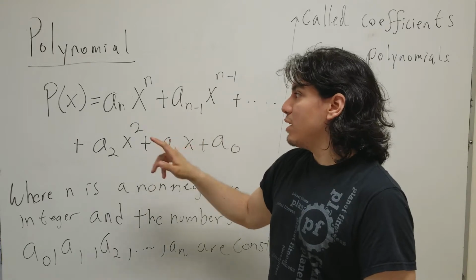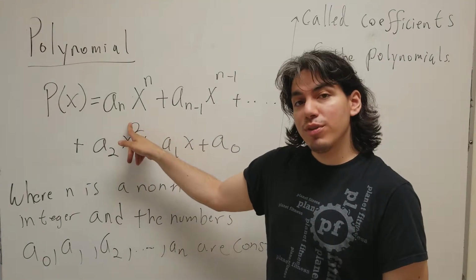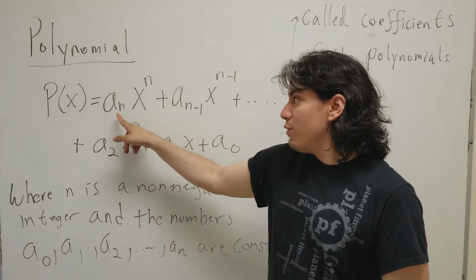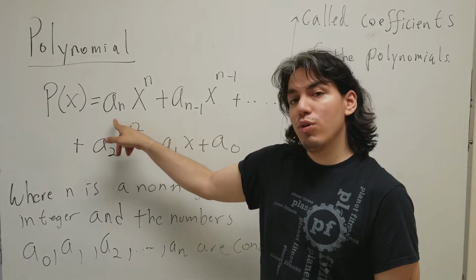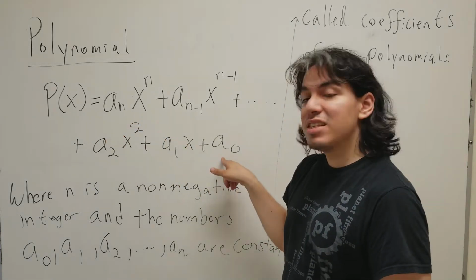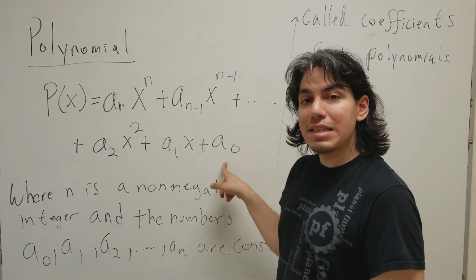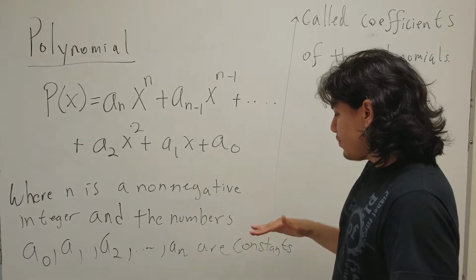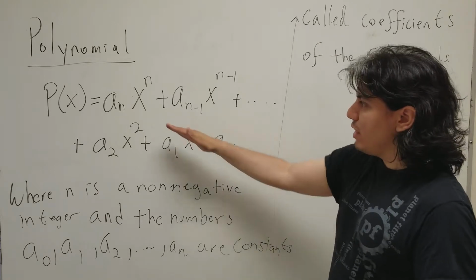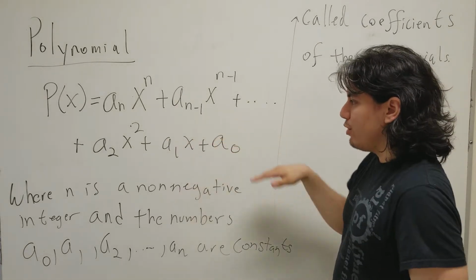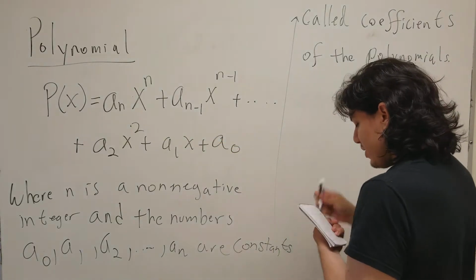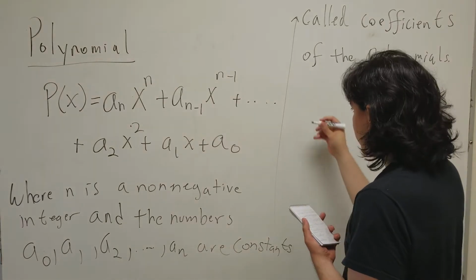That's why we say coefficient in front of the variable. The number in front of a variable like this is called a coefficient. This by itself is called a constant. Without the variable, it's just called a constant. So understand, you see that this is a polynomial. So let's give you a physical example of what a polynomial is.